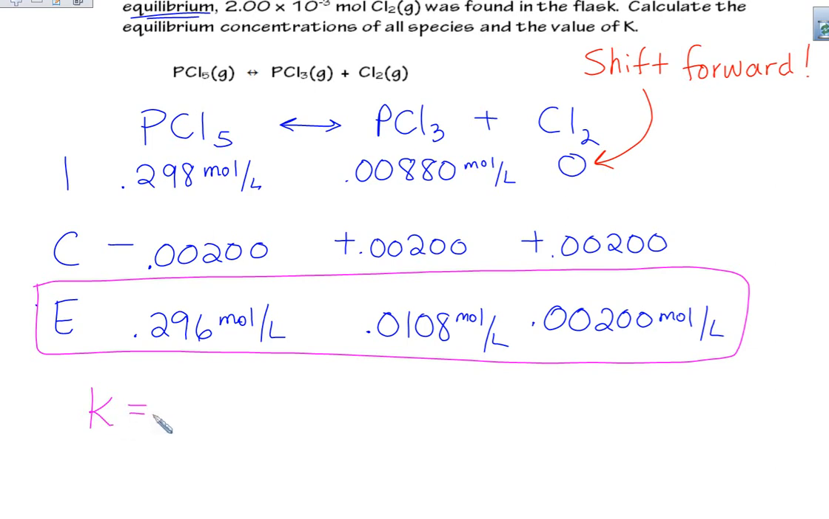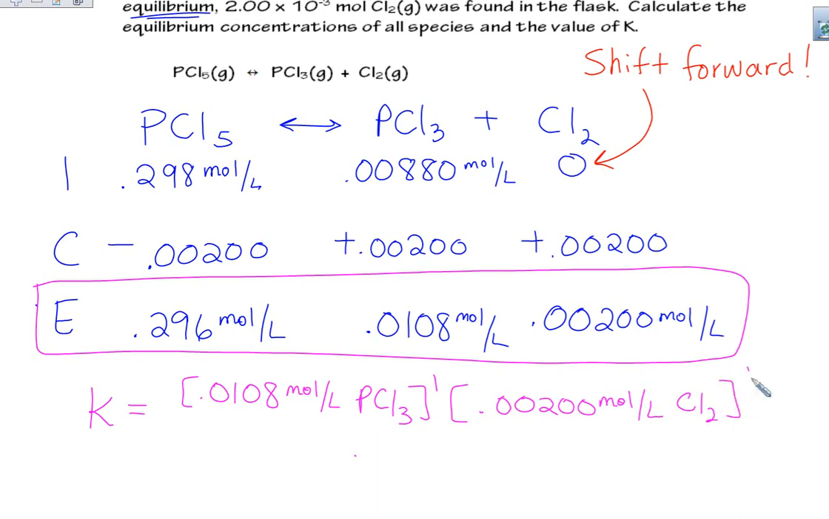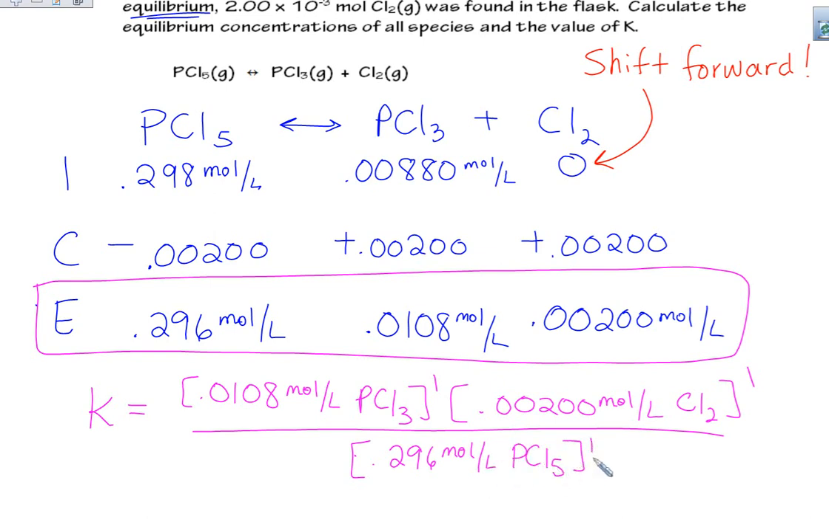K equals products over reactants. So we're going to have 0.0108 moles per liter. That's the phosphorus trichloride, PCl3. That's to the first. Then we're going to have the chlorine, 0.00200 moles per liter for the chlorine, to the first, all over 0.296 moles per liter of the phosphorus pentachloride, to the first.